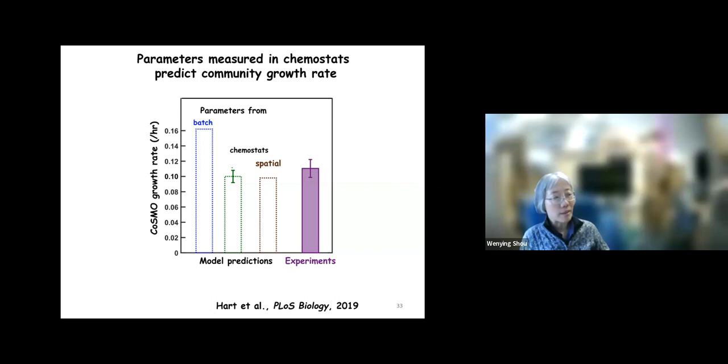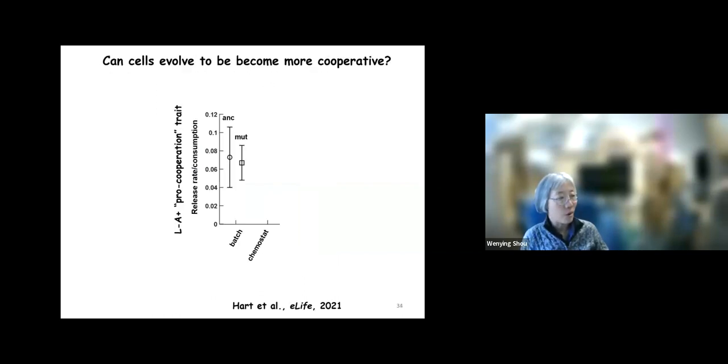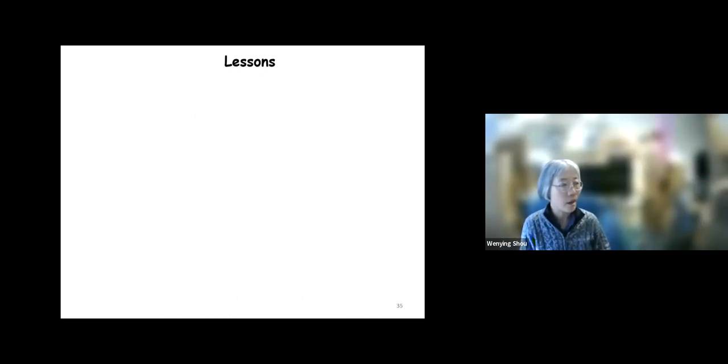And so after the full circle, we go back to this problem: can cells evolve to become more cooperative? Now with chemostats, the error bars just shrink, right? The ancestor and the evolved mutants become extremely reproducible. So finally, we can say, yes, we have a mutant that can evolve to become more cooperative, right? It's a story of how not respecting math could cost you a lot of time, and how listening to math rescued the two papers. It takes time, but it rescued the two papers, just with this kind of realization. So again, the lessons, right?